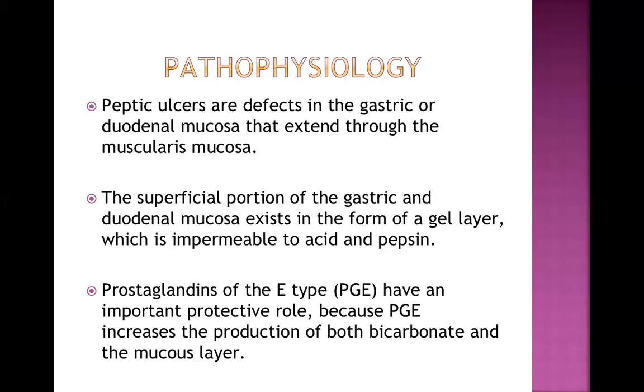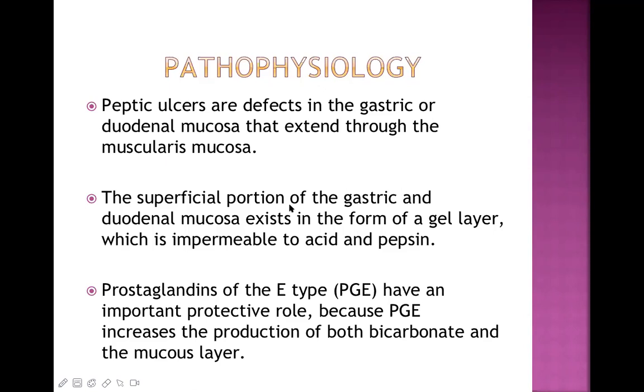For the definition of ulcer, it has to reach through muscularis mucosa. If it is very superficial, we call it erosion. We don't call it ulcer. So muscularis mucosa is the important term there. So it extends through the muscularis mucosa from the epithelium, then it is ulceration. When it occurs in the stomach or duodenum, we call it peptic ulcer.